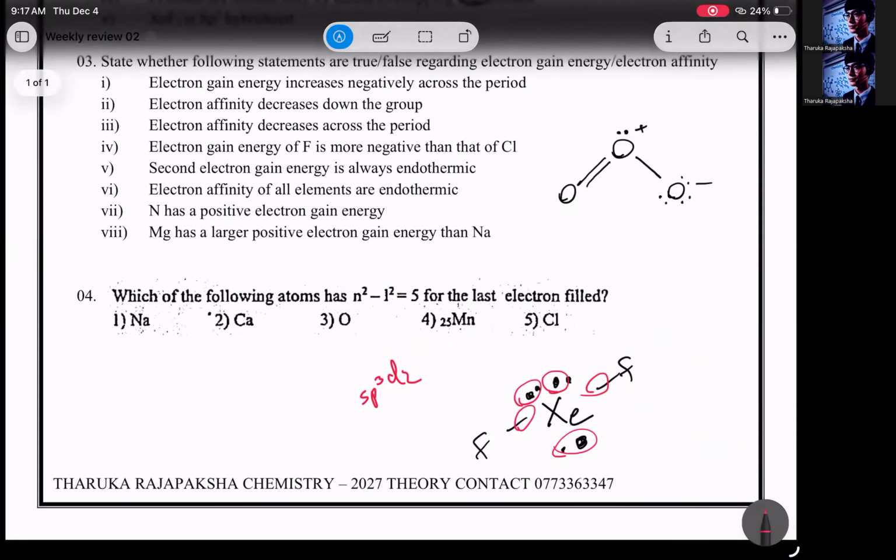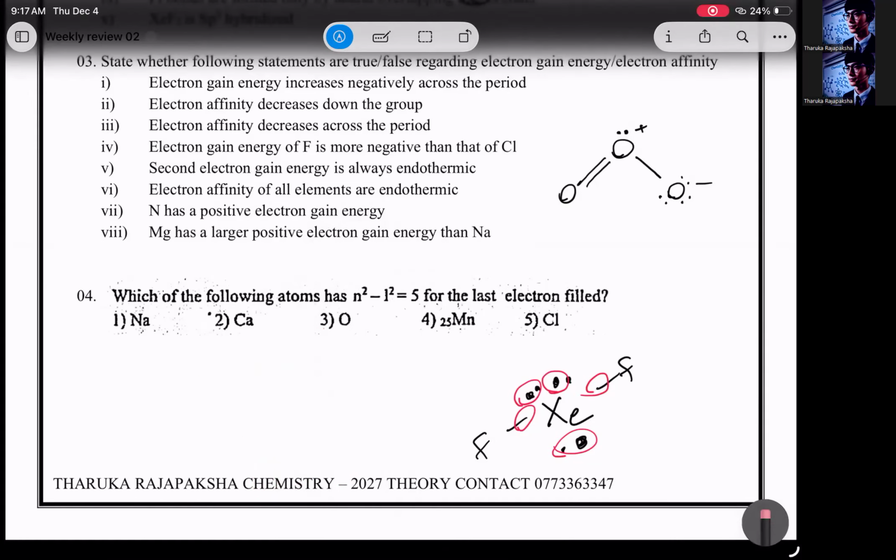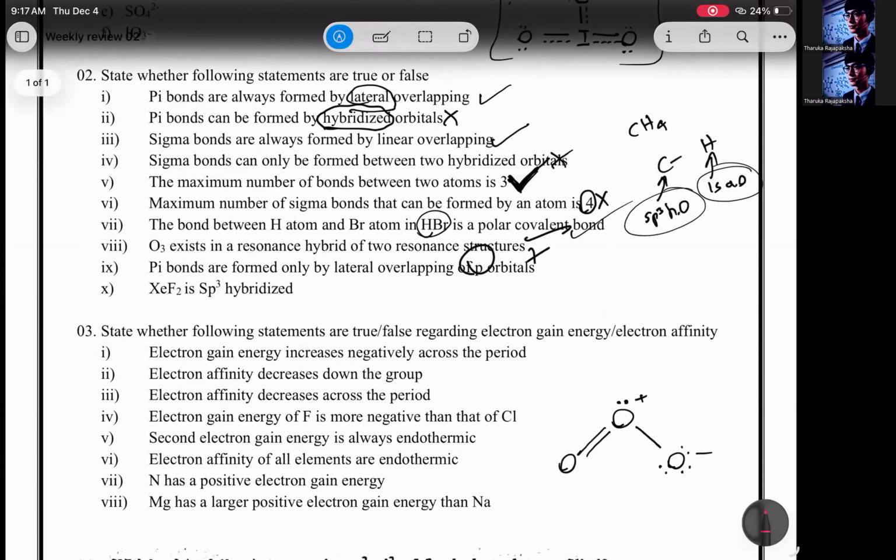If the VSEPR pair count is 2, then it is sp. If it is 3, then it is sp2. If it is 4, then sp3. If it is 5, sp3d1. It goes like that. We don't have others in the syllabus. Okay, so that's wrong. That's wrong.